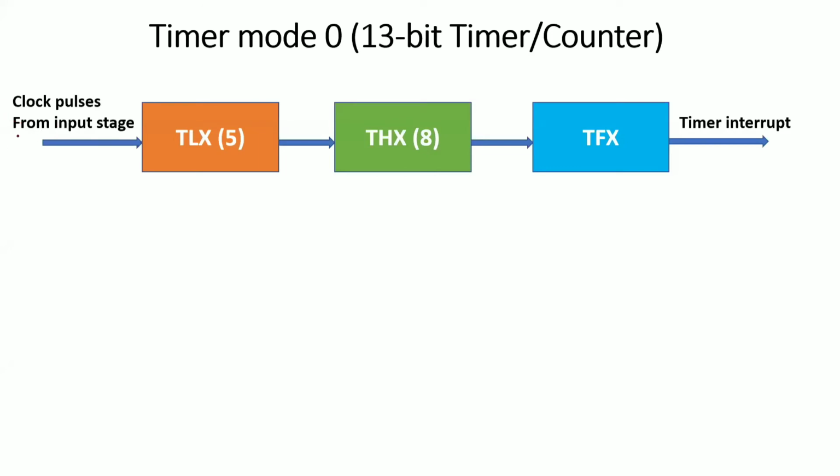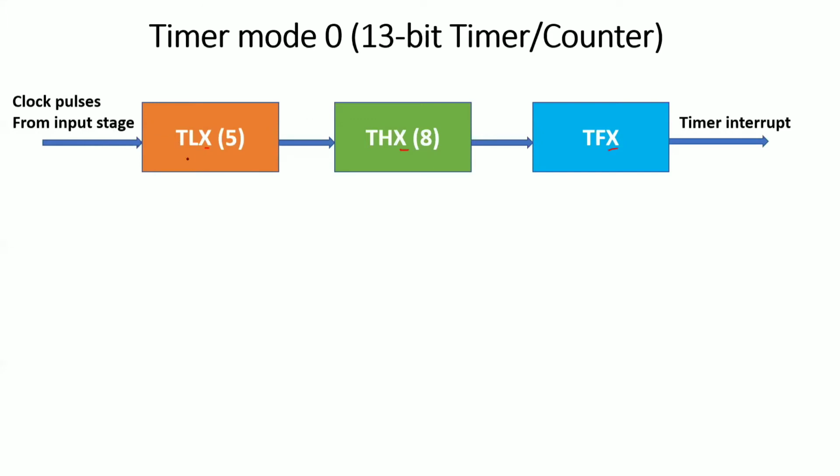Before that, we have discussed this circuit, right? From that circuit, I am getting the clock pulses. That means it can act as a timer, and it can act as a counter. How many timers or counters are there? Two: timer 0 and timer 1. That's why I have represented it with X. You can replace the X with either 0 or 1 if you want to use timer 0 or timer 1.